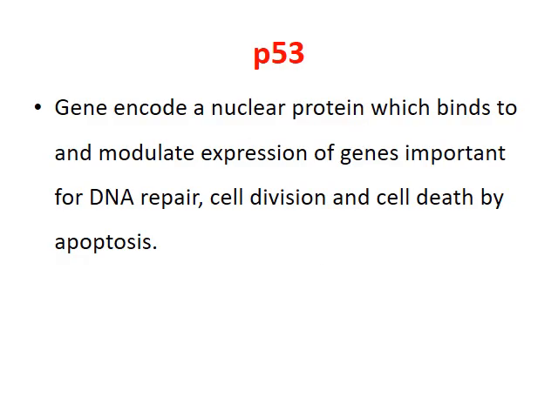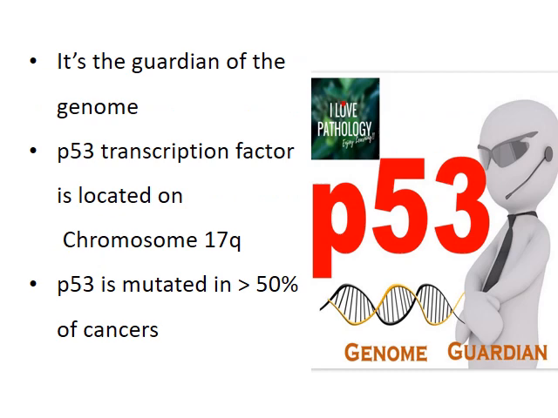The very important tumor suppressor gene is the p53 gene. p53 is very important. It is a gene that encodes a protein that plays an important role in most, if not all, of the cellular processes. It is called the guardian of the genome. It has been found to be mutated, altered, or dysregulated in more than 50% of cancers, so it is very important. The location is on chromosome 17.